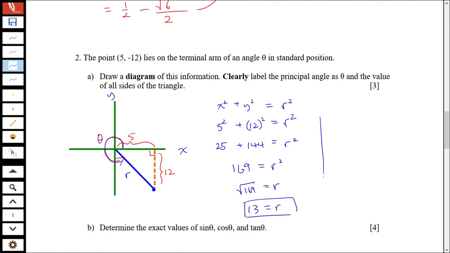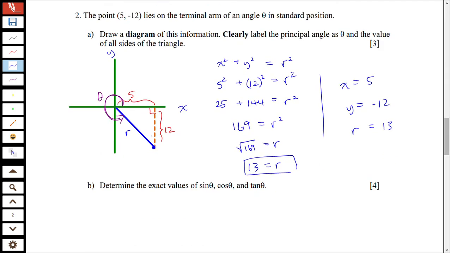Okay, so let's just write a little summary. You don't have to do this, but I'm going to do it anyway. So I'm going to say my x value is going to be 5, y value is going to be 12. You can put negative if you would like. And my r value is going to be 13. Remember, r value is always going to be positive because whenever we're talking about the hypotenuse, or the r value, and when we have the triangle on the Cartesian plane, it's always going to be a positive value.